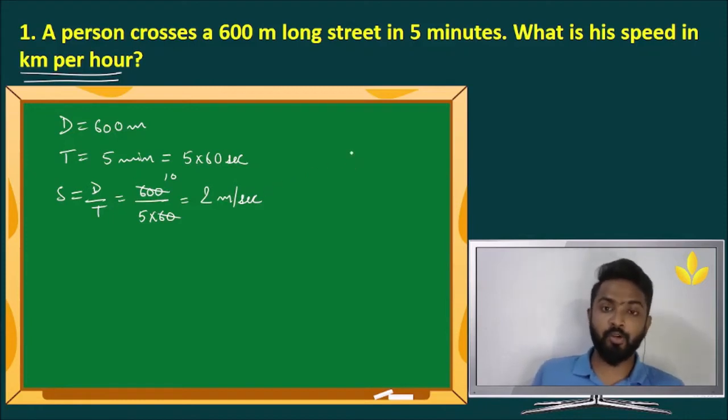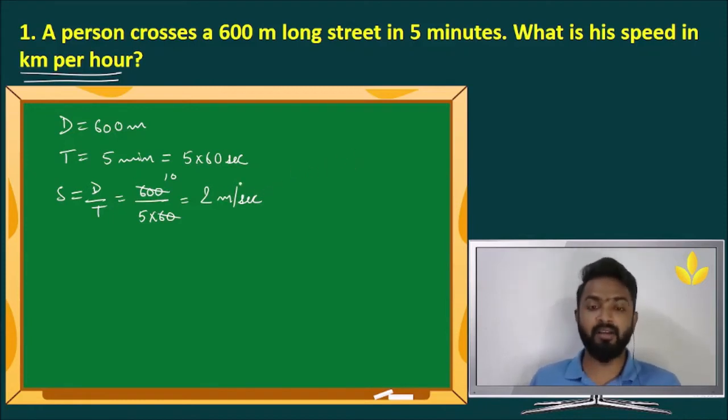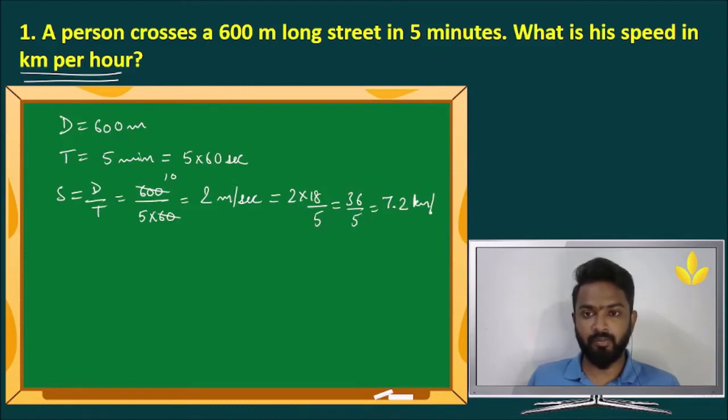We are making it bigger. So we multiply with a bigger number, that is 18 by 5. That is equal to 36 by 5, that is equal to 7.2 kilometer per hour. That is the final answer, 2 meter per second or 7.2 kilometer per hour. You need to be very careful about matching the units. Let's move along.